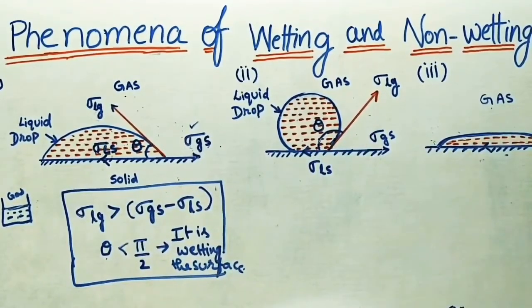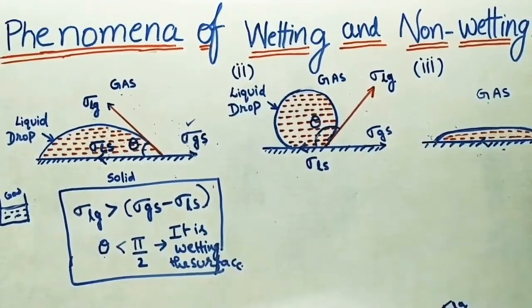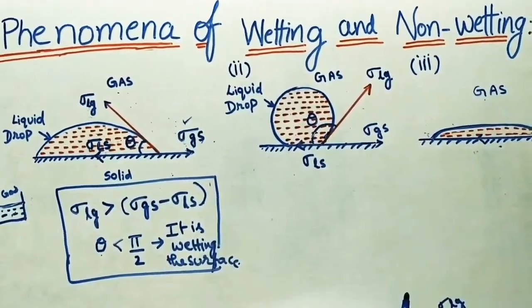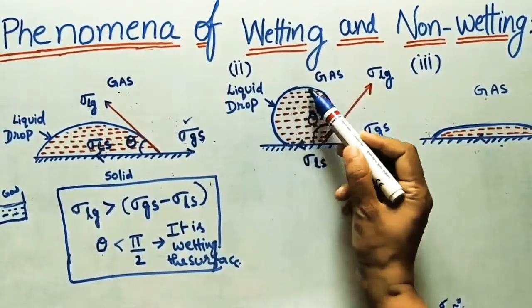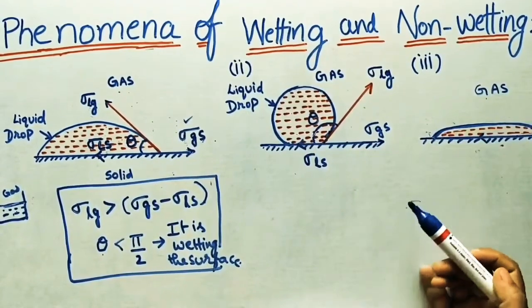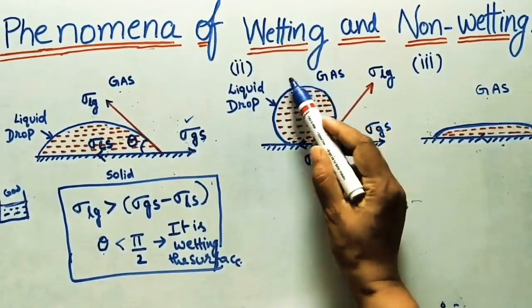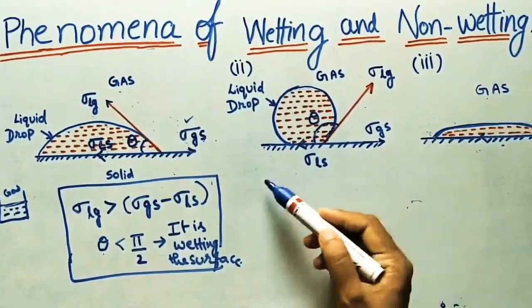Okay, and now take the next condition. For example, we can take water. Okay, and take the next one. Here we are taking one liquid drop, it is like spherical shape. In spherical shape, here we are taking gas medium, here liquid medium, here solid medium.